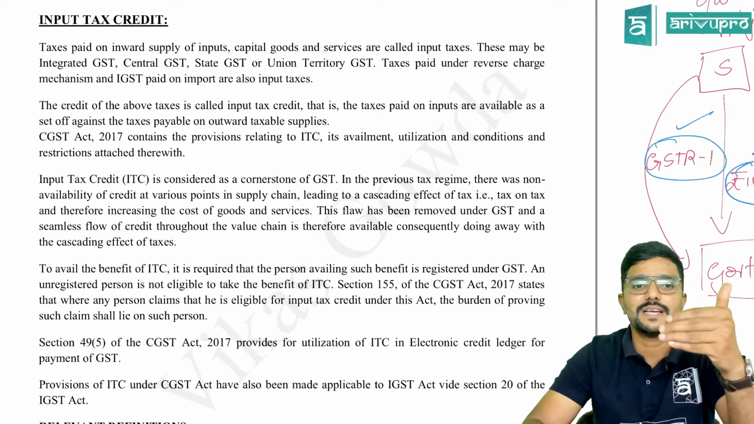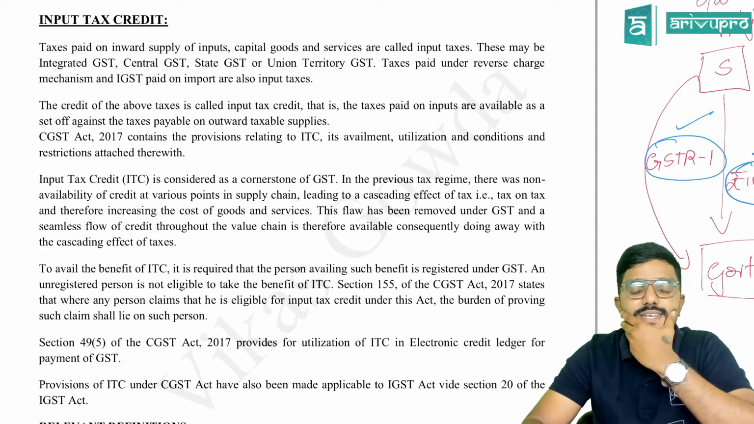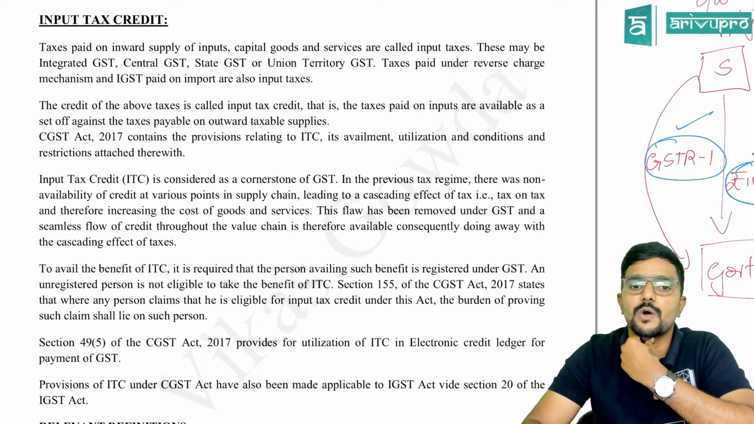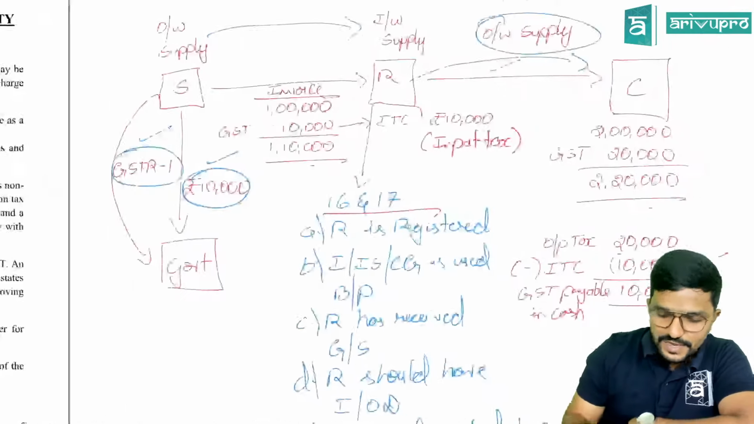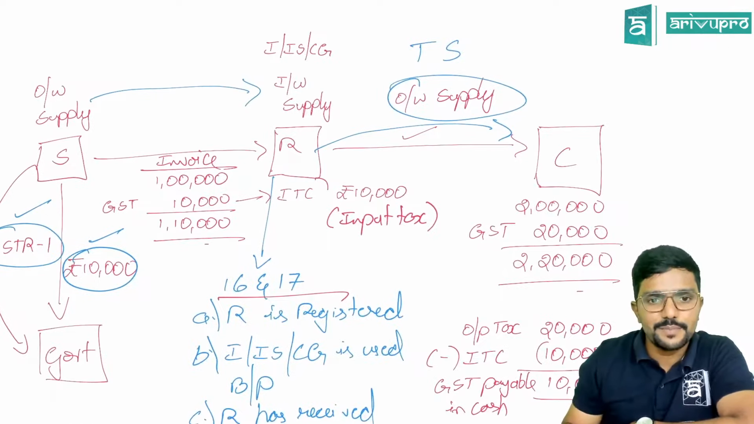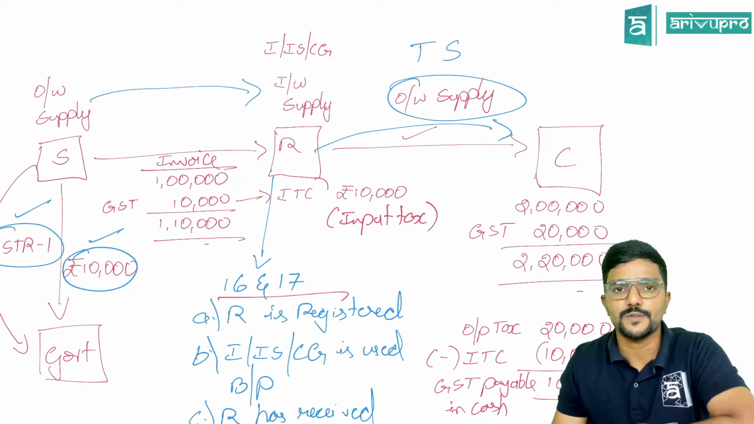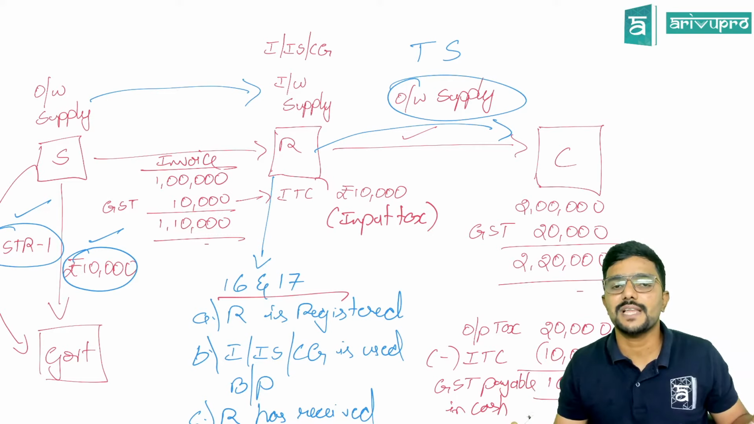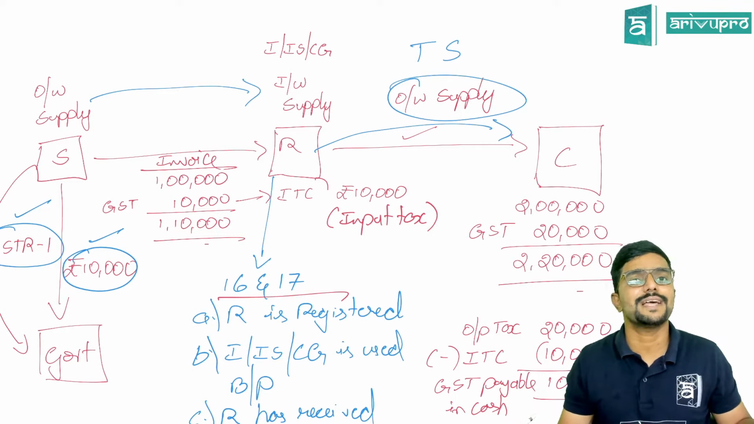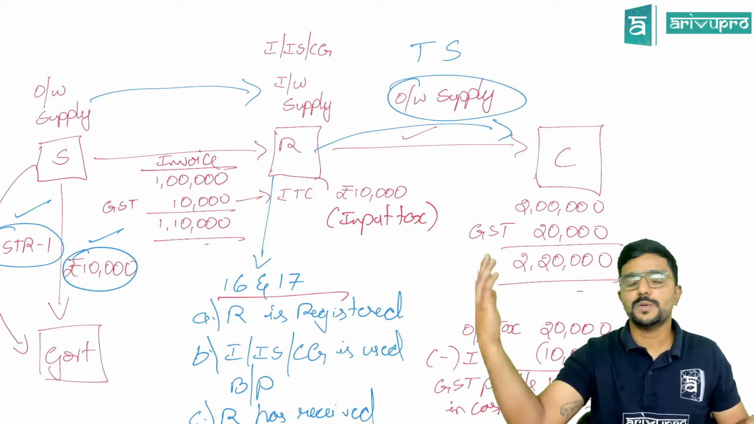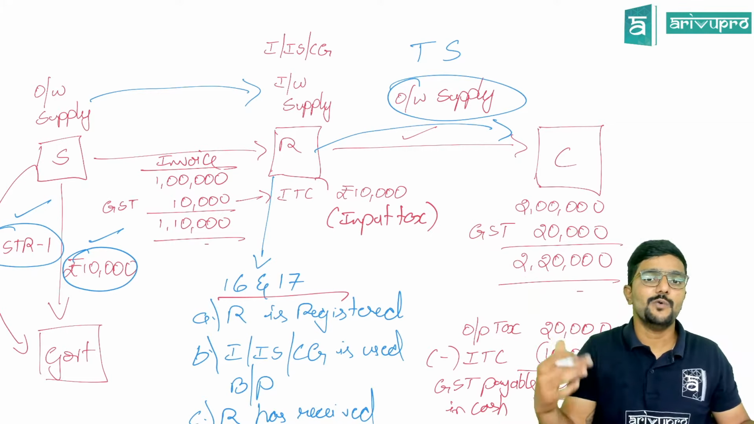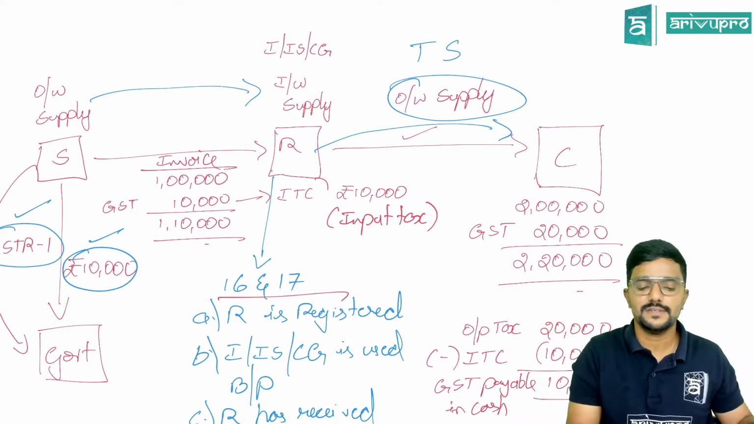Yes. Next. The credit of above taxes is called input tax credit. So whatever input tax is there, the credit of that is input tax credit. That is, the taxes paid on inputs are available as set off against the taxes payable on outward taxable supply. So that is what I showed you. The recipient has paid tax on his inward supply, how much? 10,000. Okay, that is input tax. Then on his outward supply, how much tax is he liable to pay? 20,000. What do we call it? Output tax. So against output tax, he is adjusting his input tax. So can he adjust it? How can he adjust it? That is what we are learning in this chapter.